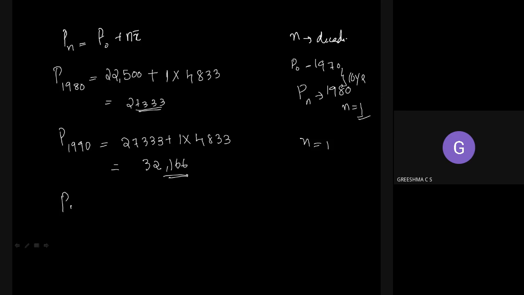And one more, the last one: you can calculate the population for the year 2000. So for 2000, we know the population in the year 1990 is 32,166, plus N is equal to 1 into 4833. So you will get this as 36,999. Sorry, 36,999. So the population for the year 2000 is 36,999.